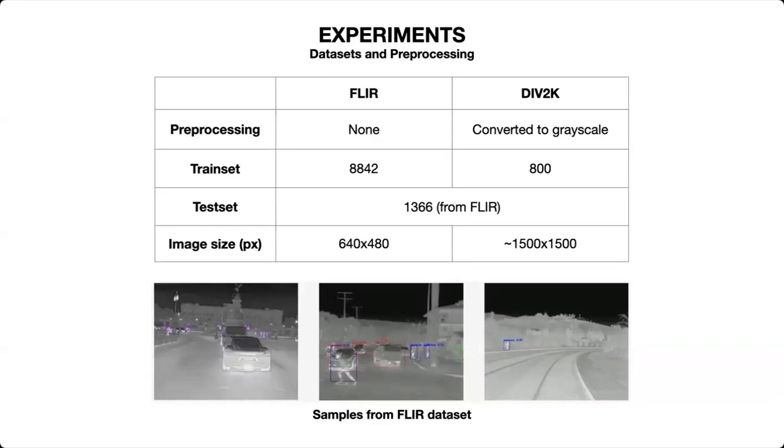One of the most popular datasets for solving the RGB super-resolution problem is DIV2K. This dataset contains 1,000 high-resolution images. In this work, both of these datasets are used. In particular, DIV2K is used to examine the performance of a model trained on grayscale images of this dataset in the thermal image domain.